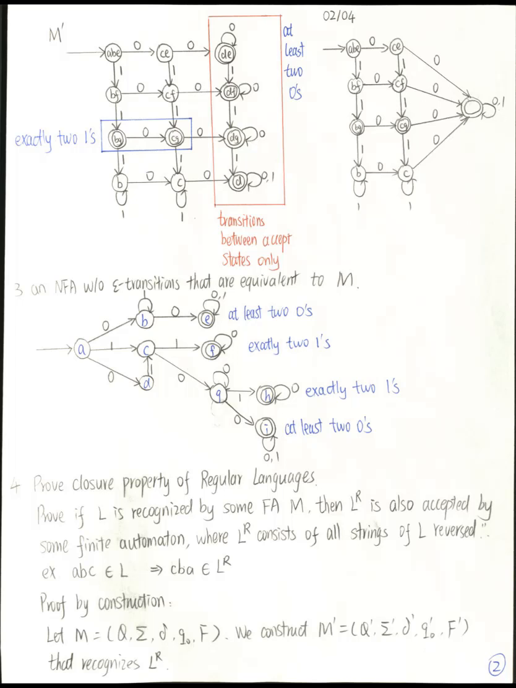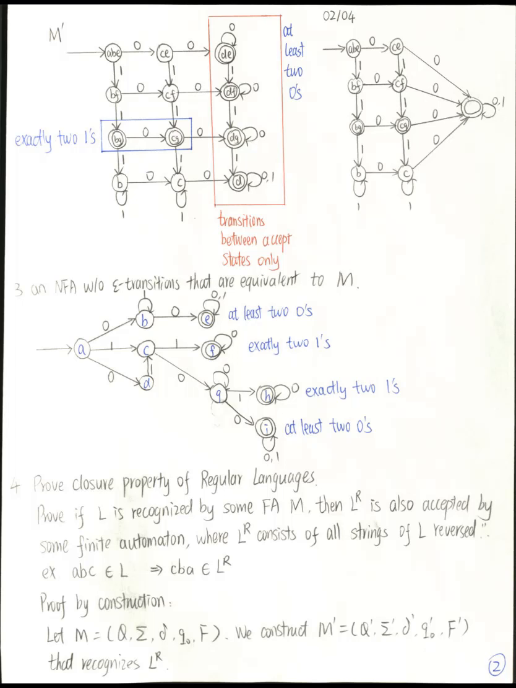Now we have talked about, given a language, we can construct an NFA that recognizes this language and convert that NFA to a DFA. There are many ways to construct NFAs given a language. Now I will show another way to construct an NFA that recognizes the same language, the set of strings that contain at least 2 zeros or exactly 2 ones.